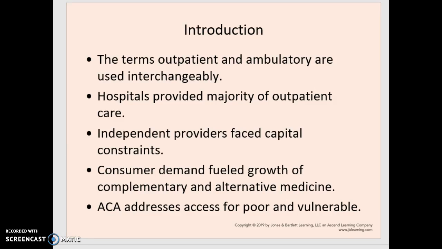All right. Hospitals provide the majority of outpatient care, which may surprise us because obviously we think that they provide the majority of inpatient care because the patient is in the hospital. So we'll talk about that in a minute.